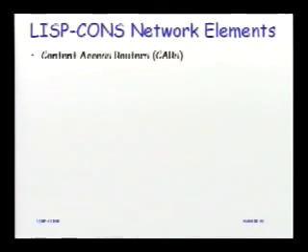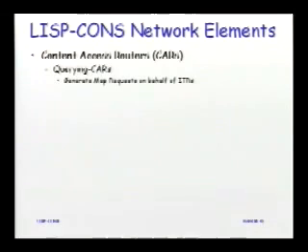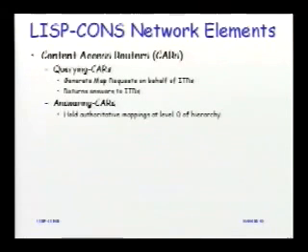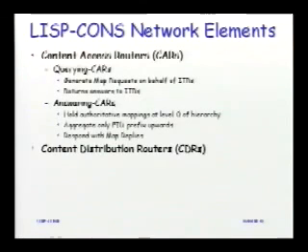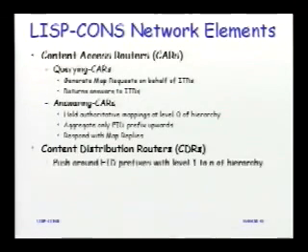So we have some network elements. Continuing with the LISP-CONS theme here, we have content access routers, which do the querying. So you might query on behalf of an ITR, and you return answers to an ITR. And you have answering CARs, which hold authoritative mappings and aggregate EID prefixes upwards. And they respond with map replies, of course, because they're authoritative. And then we have content distribution routers at the higher levels of the hierarchy, and they push around the prefixes from the lower level, but again, not the mappings. And they can aggregate upwards, giving us more aggregatability.